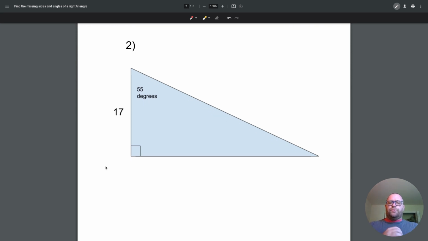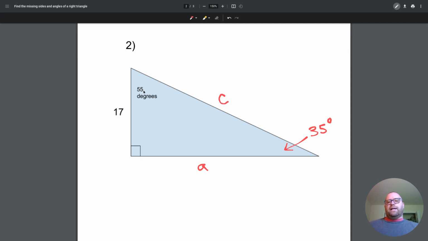Okay, let's go. So we've got this angle here, 55 degrees. We've got this missing angle here. So what's that going to be? Well, 55 degrees plus 35 degrees will give me 90 degrees. So this angle has to be 35 degrees. Now we can figure out some of these missing sides here. Let's call this one A this time, and we'll call this C still.